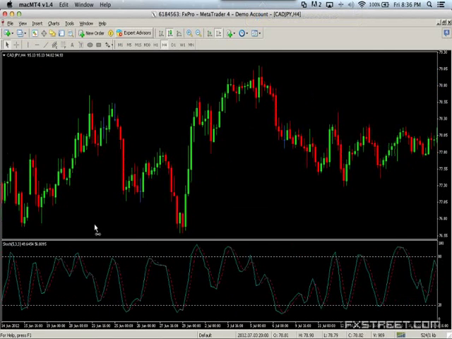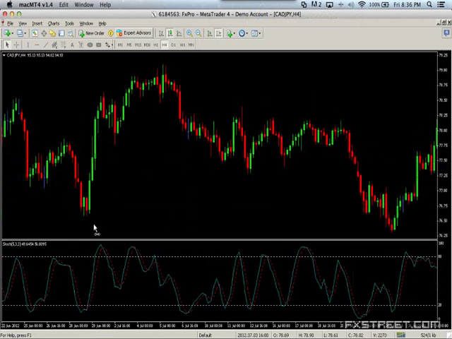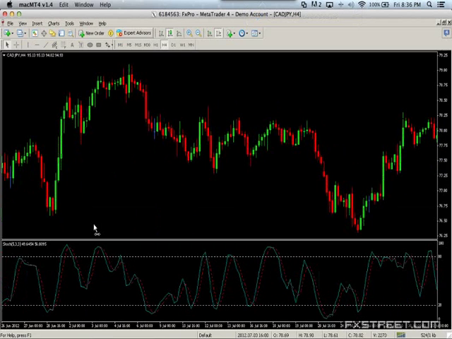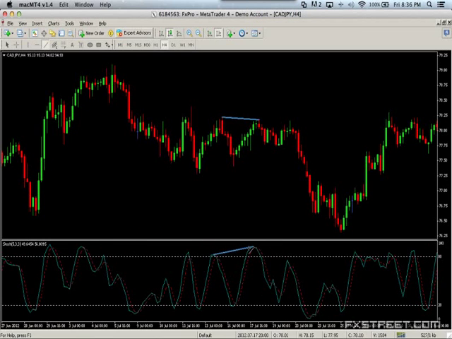Let me show you a proper example here. There we go. There's an oversold example. Not the best one, but there's one. See that opposite right there, indicating a reversal in price?